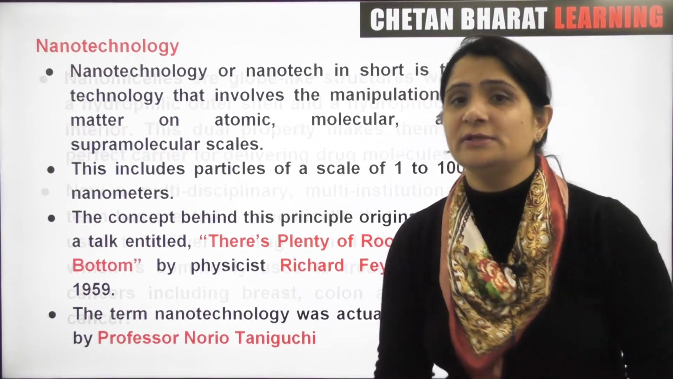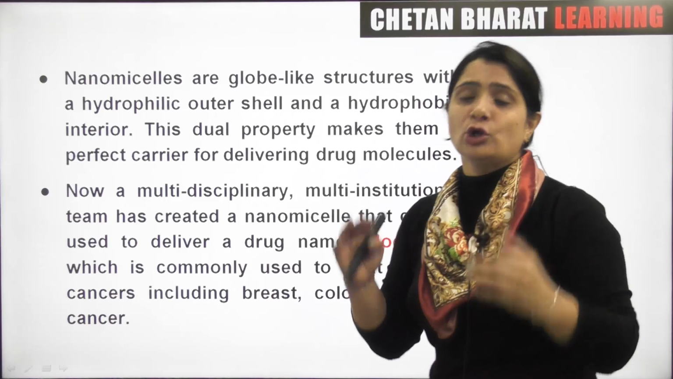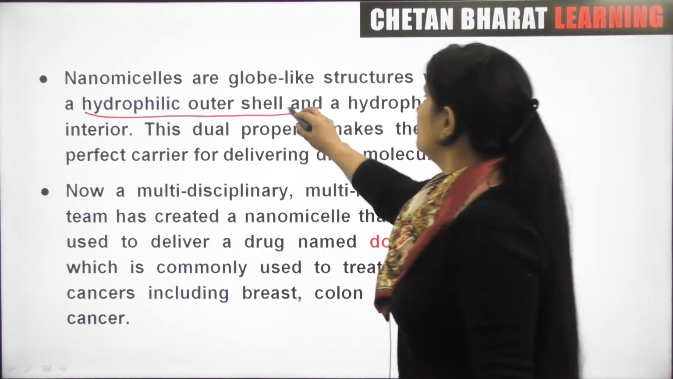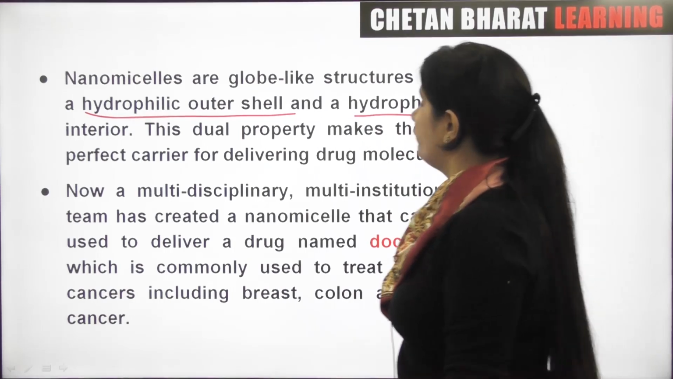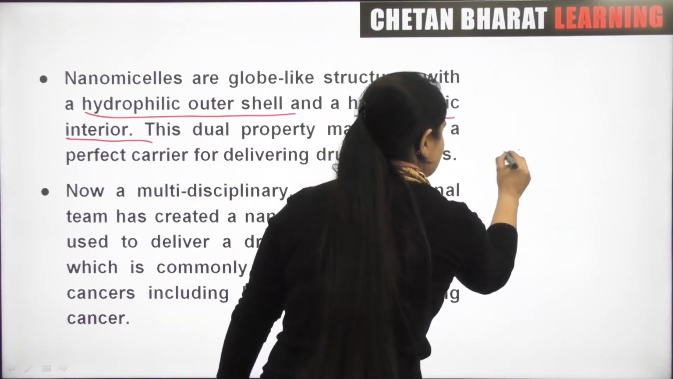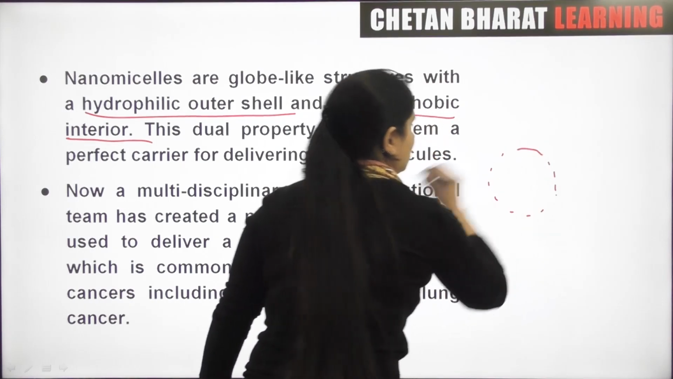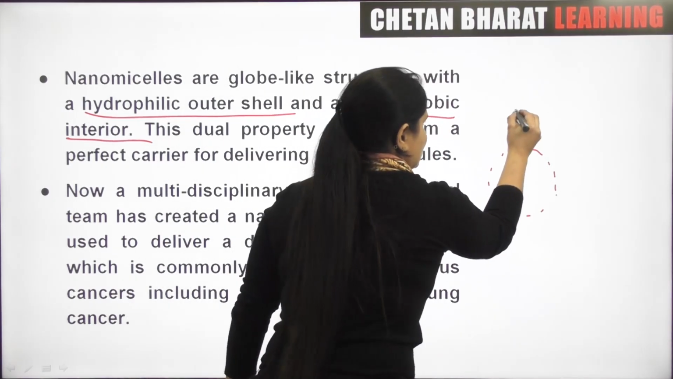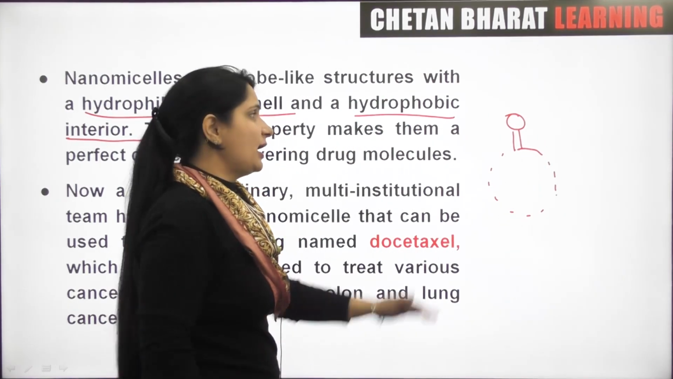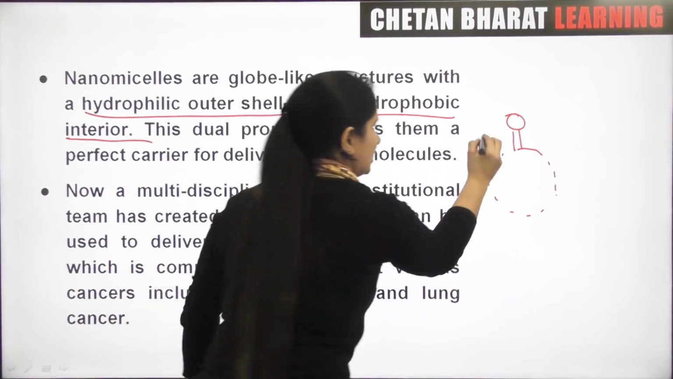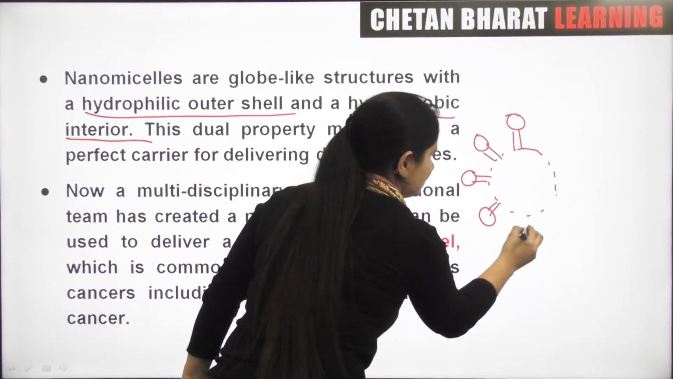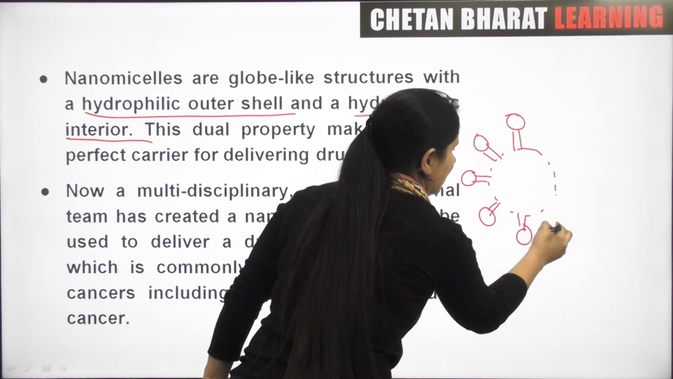So what are nano missiles? These are actually globular particles with a hydrophilic outer shell and a hydrophobic interior. Let me show you. For example, I take this as a globular structure. The nanoparticles are attached with their hydrophilic head outwards and the hydrophobic interiors in such a manner which forms a globular structure, and this globular structure is called a nanomissile.